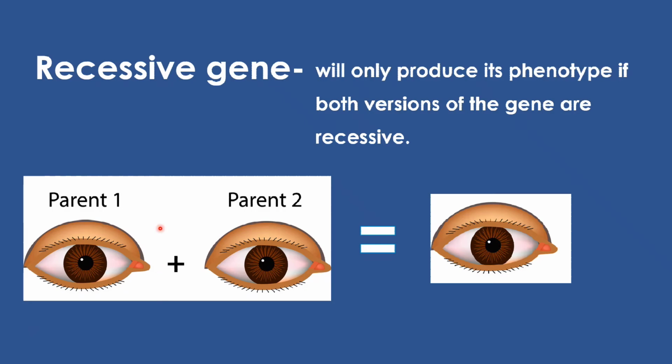For example, we have parent one, our father, who has brown eyes, and our mother has brown eyes. Brown eyes plus brown eyes, of course, the children can also have brown eyes. If both are the same color, that is your recessive gene. You can only attain that phenotype if both parents have that trait.